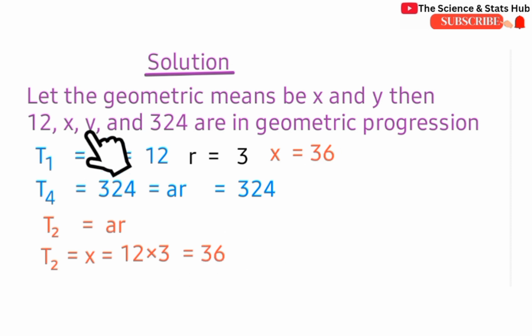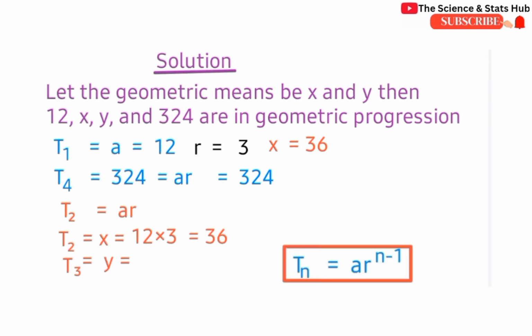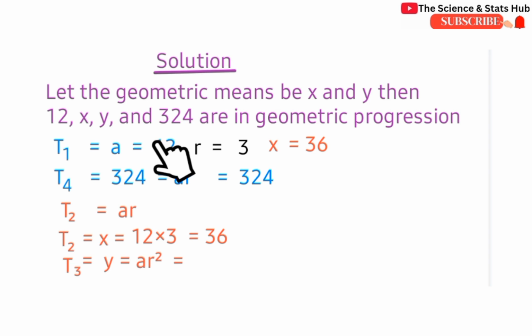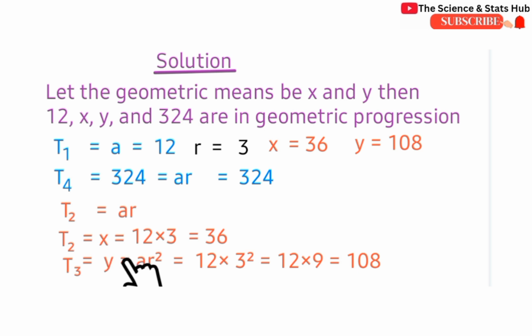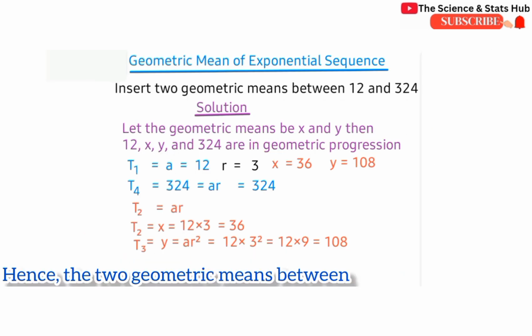Y is the third term, T3. Applying the usual formula, T3 will be A R raised to power n, 3 minus 1, 3 minus 1. Therefore, T3 is A R raised to power 2. Now, let's insert the value of A and R to get the value of Y. A multiplied by R squared, the square of 3, 12 times 9. So, Y value is 108. Hence, the two geometric means between 12 and 324 are 36 and 108.